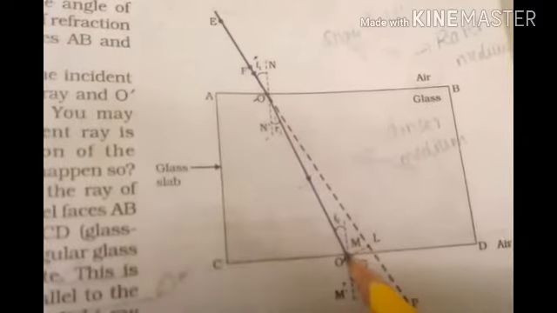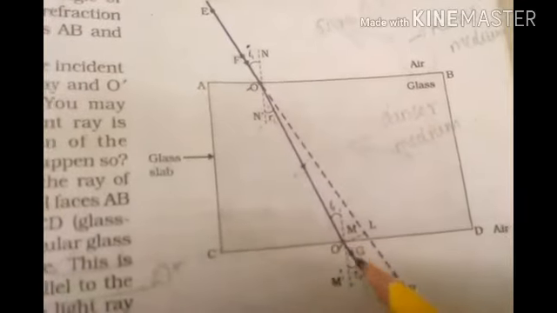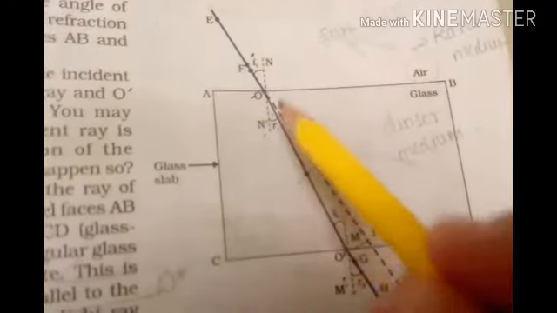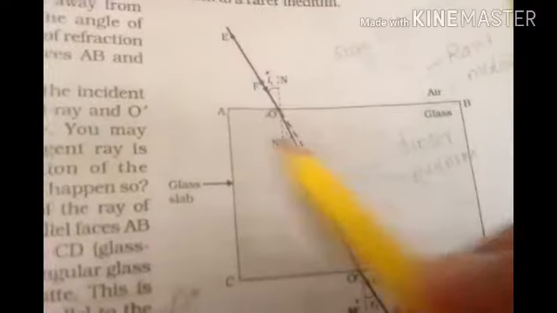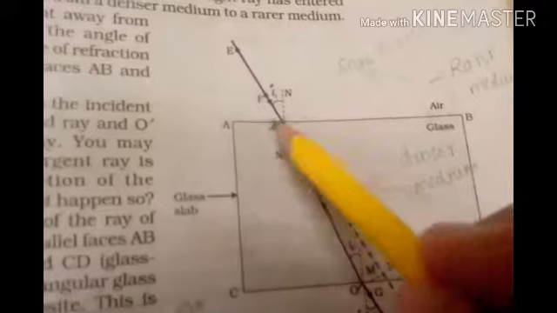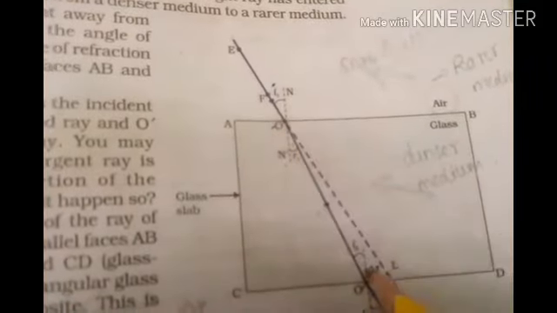Okay, similarly, this is the rectangular glass slab. When the light goes out of the rectangular glass slab, again it bends. So at positions O and O dash, the direction of the light changes, which we will see later on. So what happens inside the glass slab at this O dash?